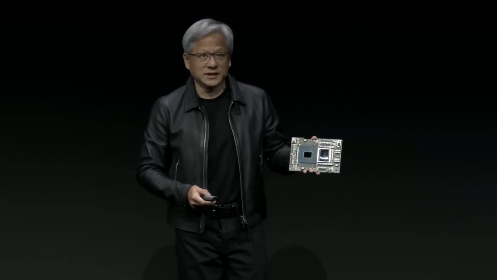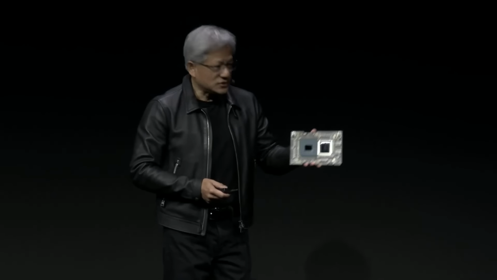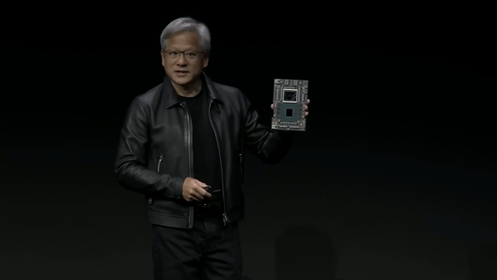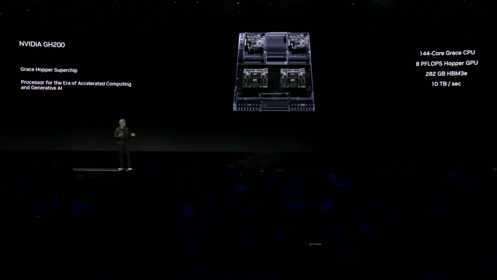It has 4 petaflops of transformer engine processing capability. And now it has 5 terabytes per second of HBM3E performance. So this is the new GH200, based on the architecture, Grace Hopper, and a processor for this new computing era. The CPU now has 144 cores. The GPU has 10 terabytes per second of frame buffer bandwidth.